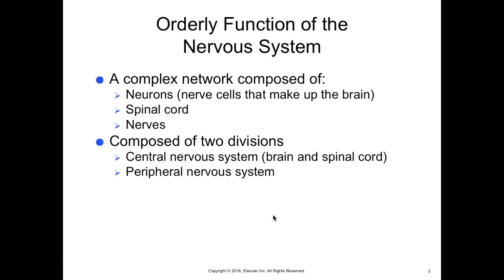We have a complex network composed of neurons, which are the nerve cells, spinal cord, and the nerves. And then we also have two divisions, the central nervous system and peripheral nervous system. And if you remember back in anatomy and physiology, central nervous system is brain and spinal cord, and peripheral nervous system is everything else. So, outside of the brain and spinal cord is peripheral nervous system.